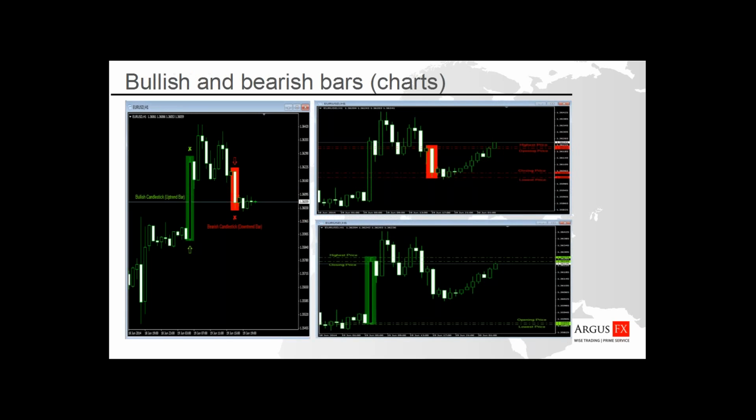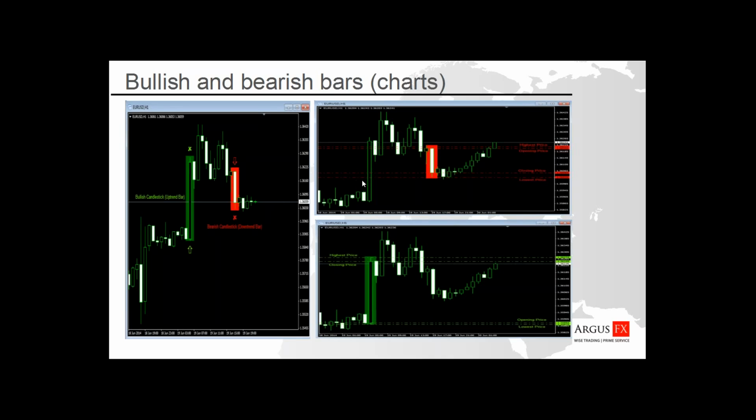Let's see now this slide and take one by one the charts we see here. Let's see the very first chart. This is an example of a bullish bar. You can see that the price has escalated from this price level to this price level. Therefore, we have a bullish candlestick or an uptrend bar. On the other hand, here we can see a bearish bar, where the bar opened high and closed low. Bearish candlestick or downtrend bar.